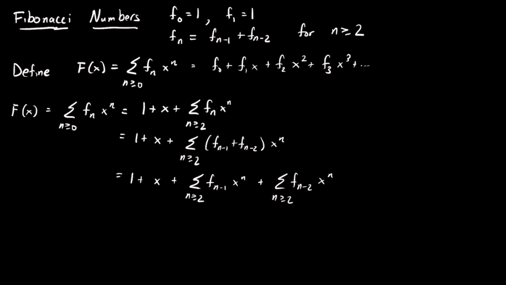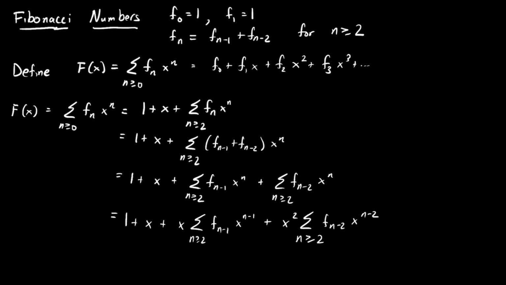Okay, and what am I going to do now? From this first sum, I'm going to pull out an x to the 1, and from the second sum, I'm going to pull out an x squared. So this is going to be 1 plus x times the sum, n bigger than or equal to 2, of f sub n minus 1, x to the n minus 1, plus x squared times the sum, n bigger than or equal to 2, of f sub n minus 2, x to the n minus 2. Okay, so let's clean this up and make a little bit more room to continue working with this.